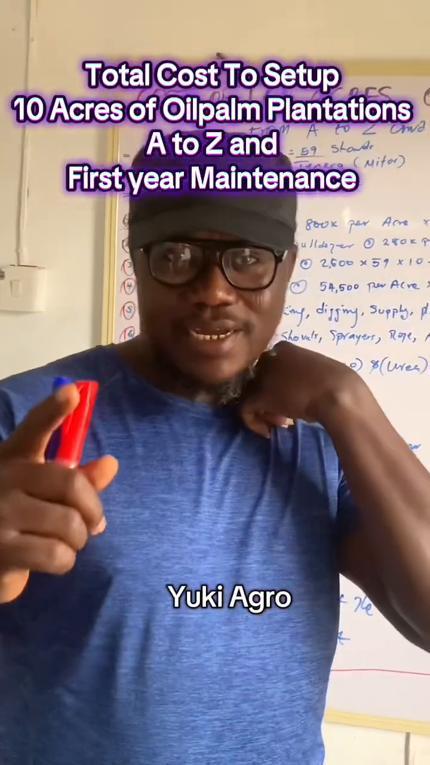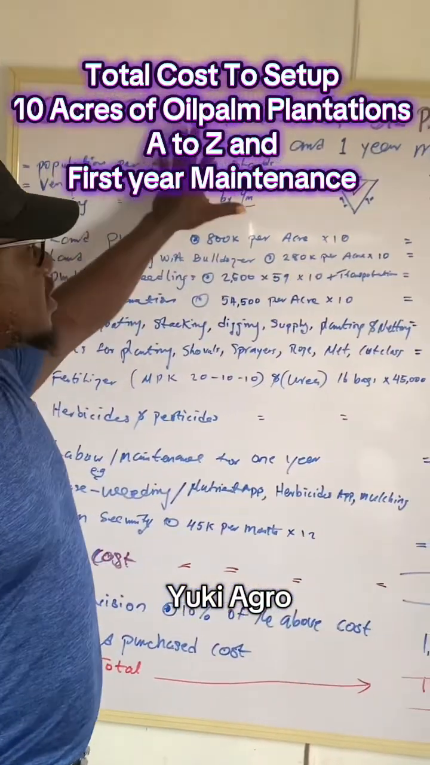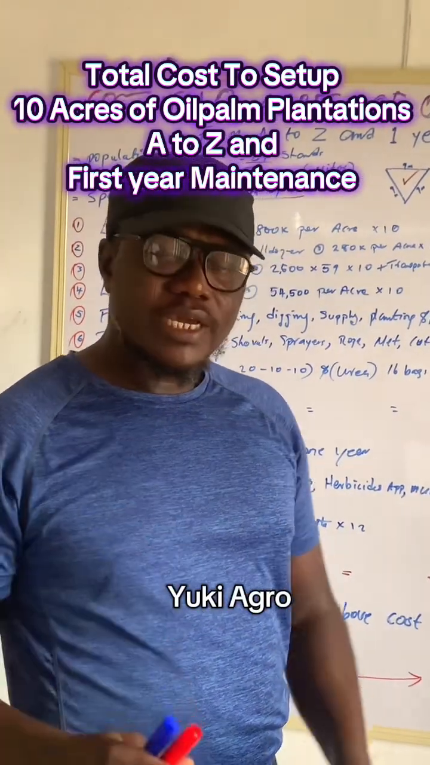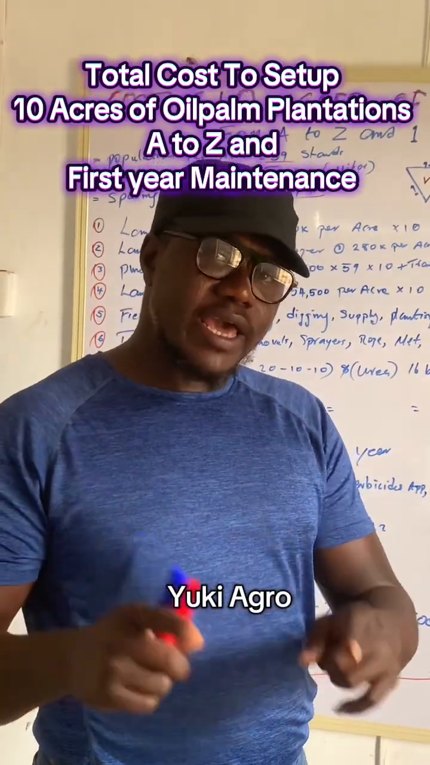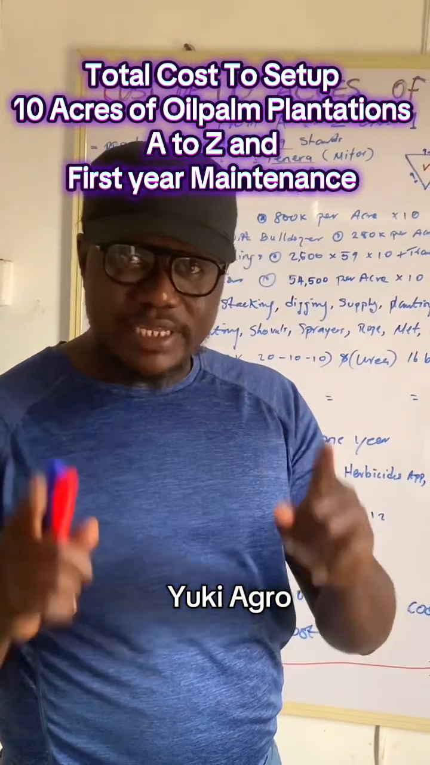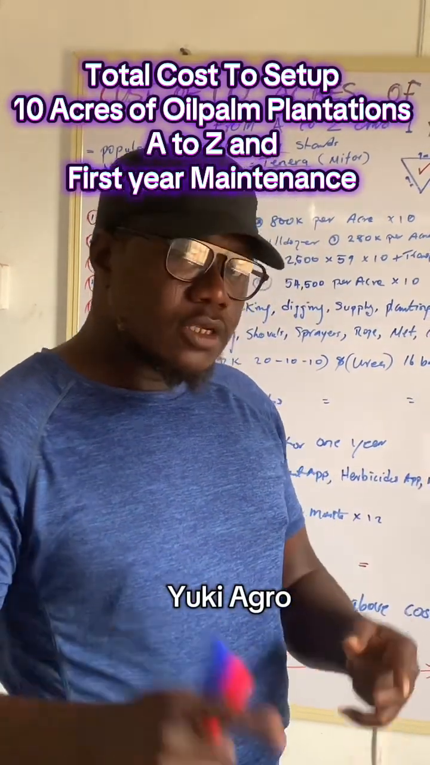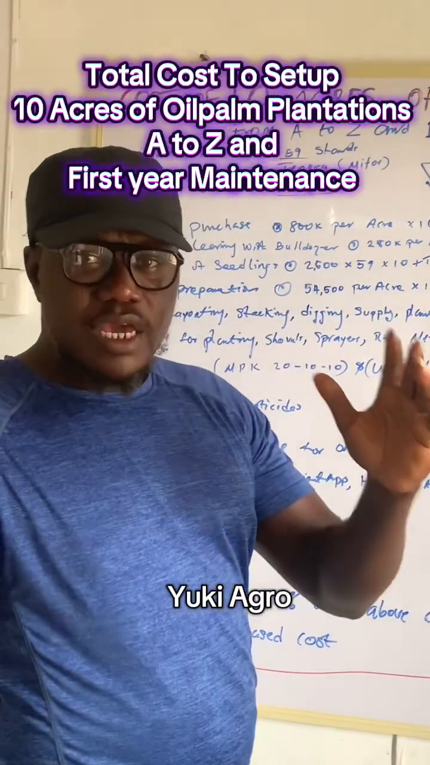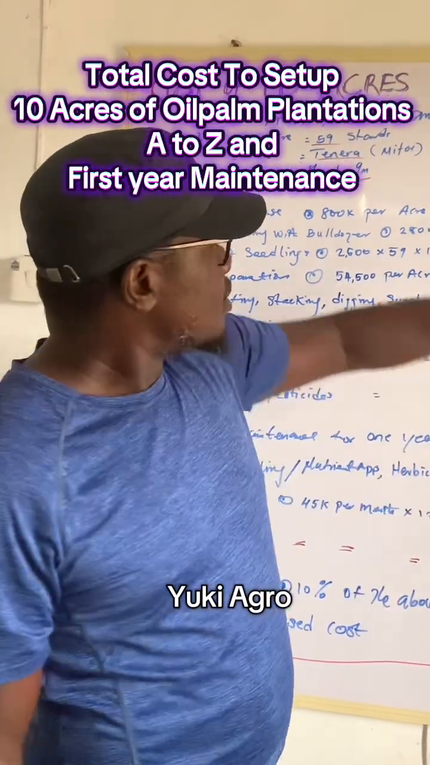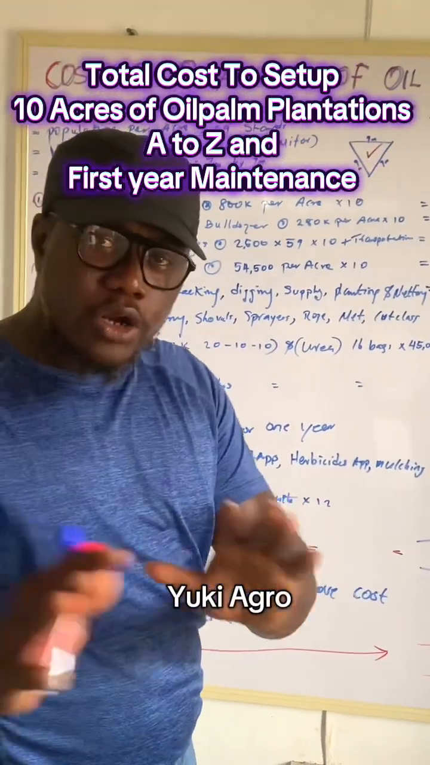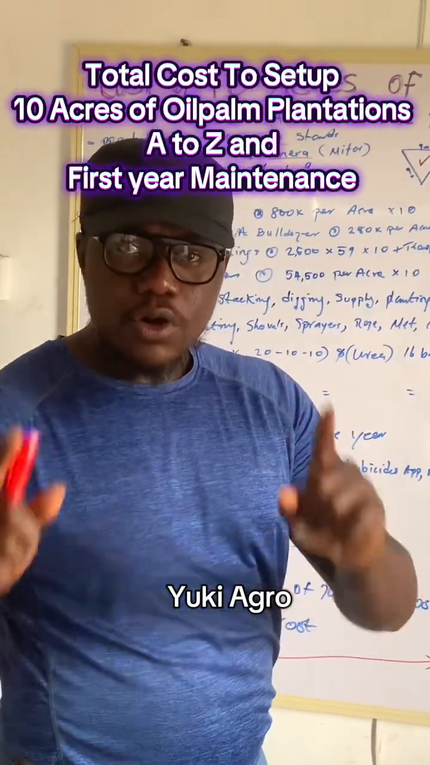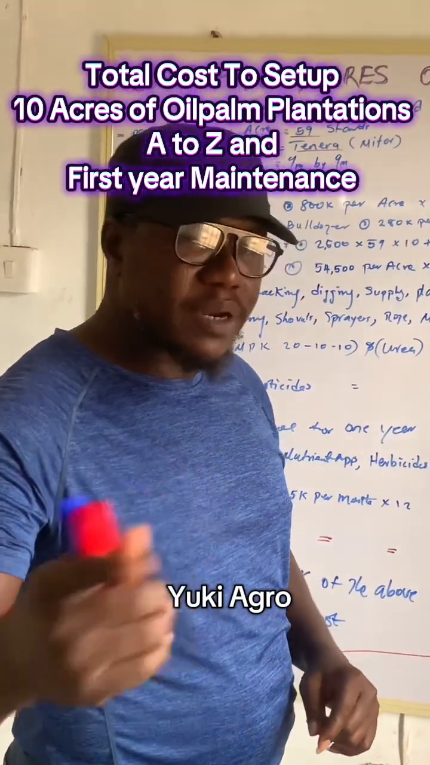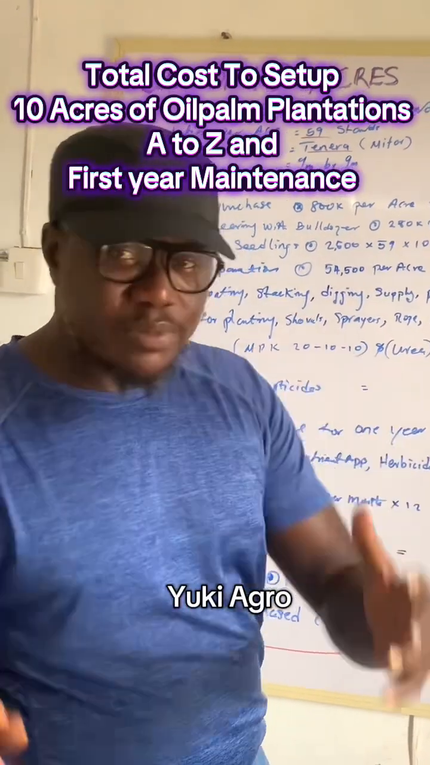All right, you asked for this, and I've made it available for you. This is A to Z of total cost to set up 10 acres of palm oil plantation, including the maintenance from the beginning of the year to the end. That's 12 months, okay? Now, if you don't have a land, everything is inside here. All the cost, all you need to know, or all you need to have when you want to set up 10 acres of oil palm plantation, whichever way you are comfortable with it, all right?